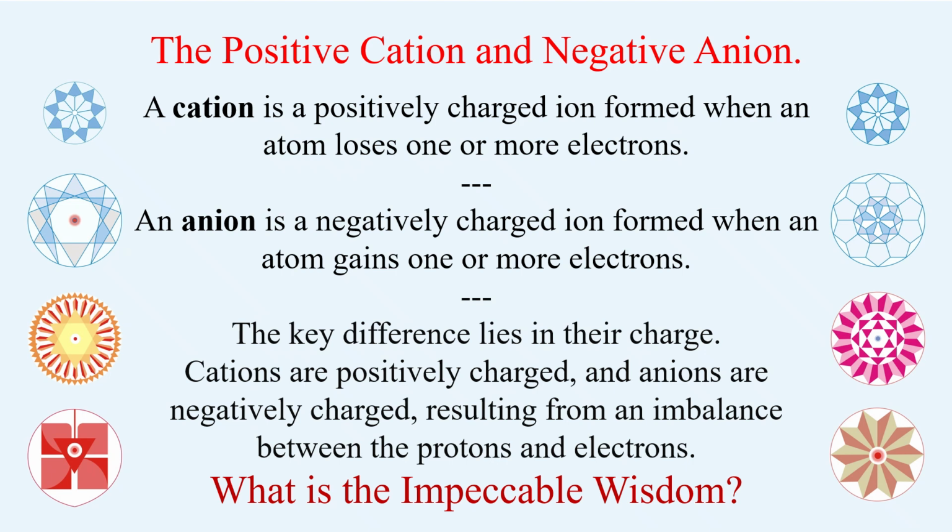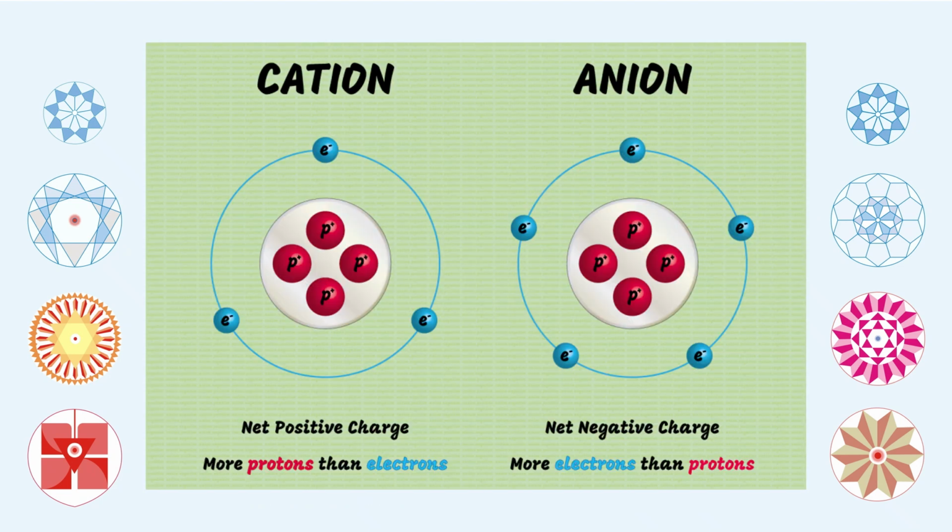Now the question comes, what is the impeccable wisdom in this for every student to understand? Let's look at this particular structure. You have 4 protons inside and 3 electrons outside. That means there is a positive charge. More protons, fewer electrons. That is a cation. That anion has got 4 protons and 5 electrons. That anion is negatively charged. So it all centers around the electron and proton balance. If the protons are more and electrons are less, it is positive, and when it is the other way, it is negative. I think that is where the chemistry starts.